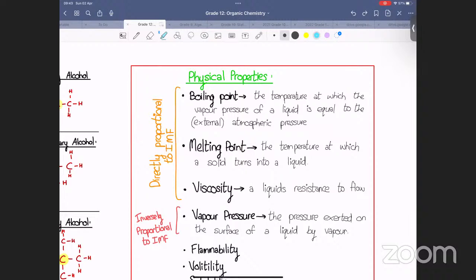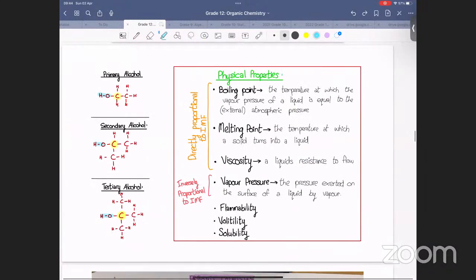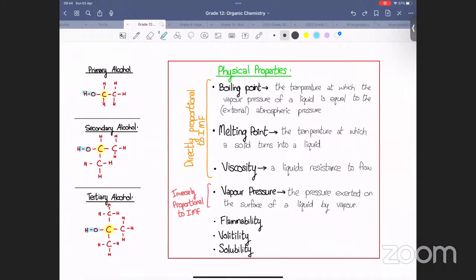Then we look at inversely proportional. Vapor pressure: as one decreases, the other increases. Basically, as intermolecular forces increase, vapor pressure decreases, and as intermolecular forces decrease, vapor pressure increases. It doesn't have to be as confusing as I made it, but that's important to note.